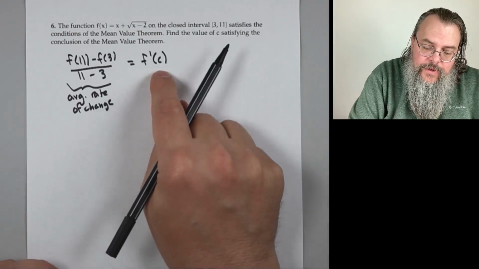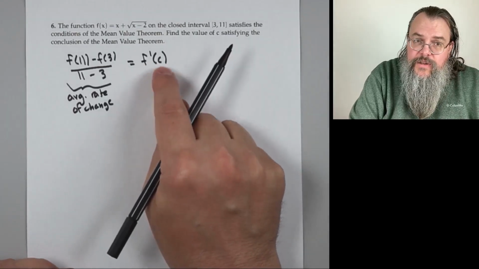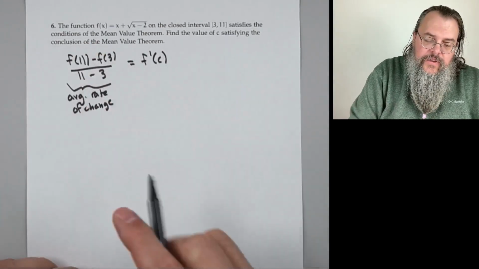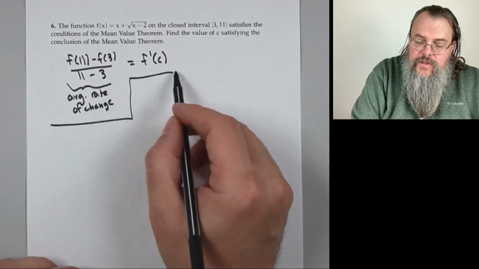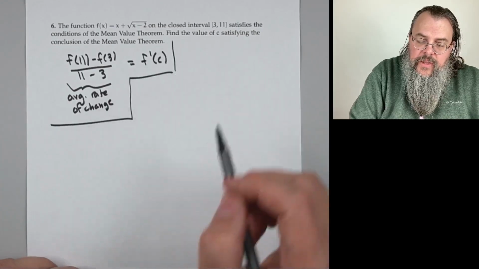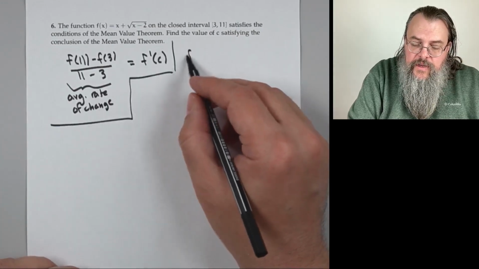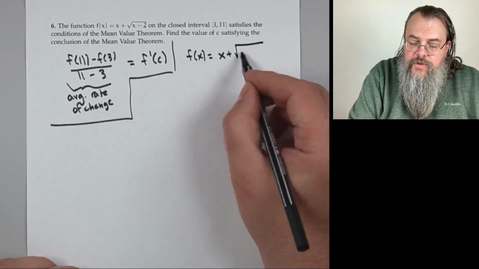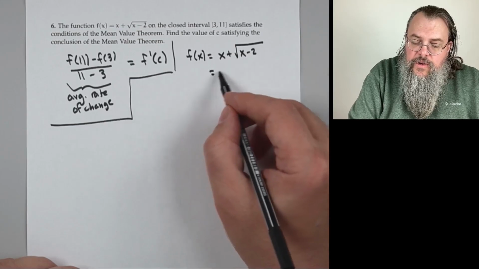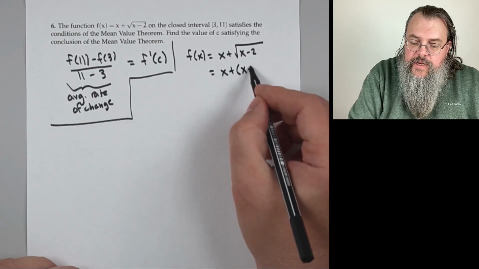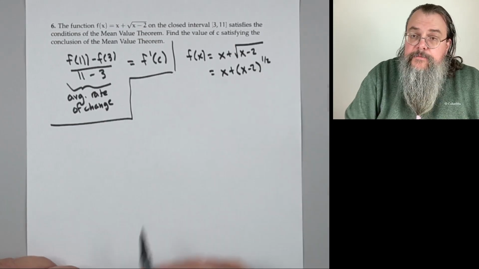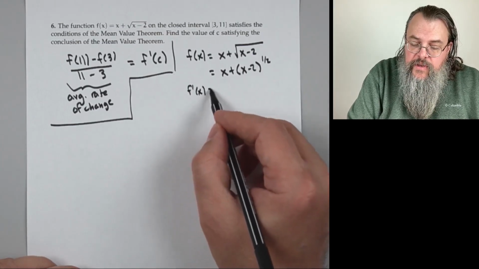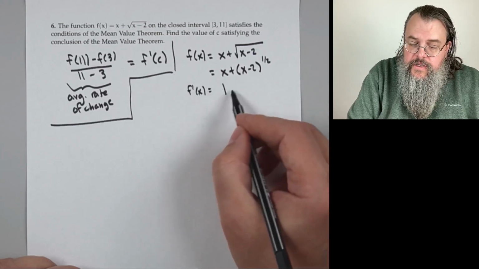So the way we're going to do it is we have to take the derivative and plug in c, and in the meantime we have to figure out what this number is. So let's do these pieces here. So we'll start with the derivative. Our function f of x is x plus the square root of x minus 2. If you like, that's x plus (x minus 2) to the 1/2. So f prime of x, well, the derivative of x is 1.